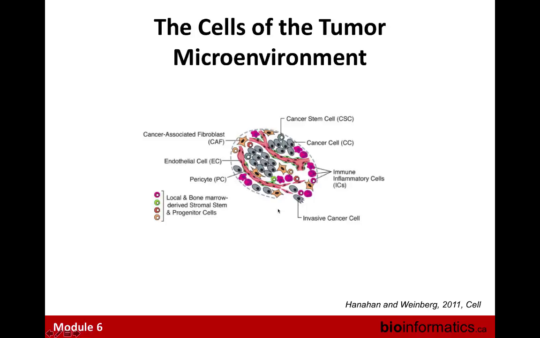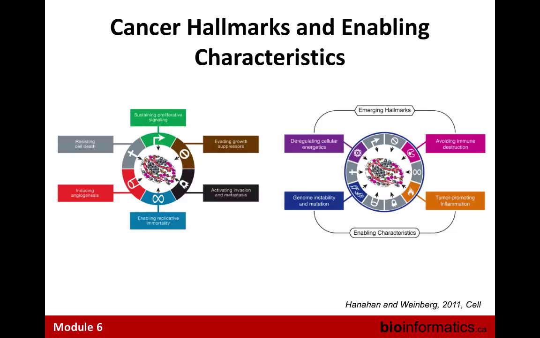The combination of genetically distinct clones in a tumor, as well as the specific types of cells in the microenvironment, is involved in the pathogenesis of some and perhaps all cancers. So it's important to appreciate this aspect of tumor biology. And you've seen this before: our foundation for understanding the biology of cancers is easily presented as the set of six hallmarks.